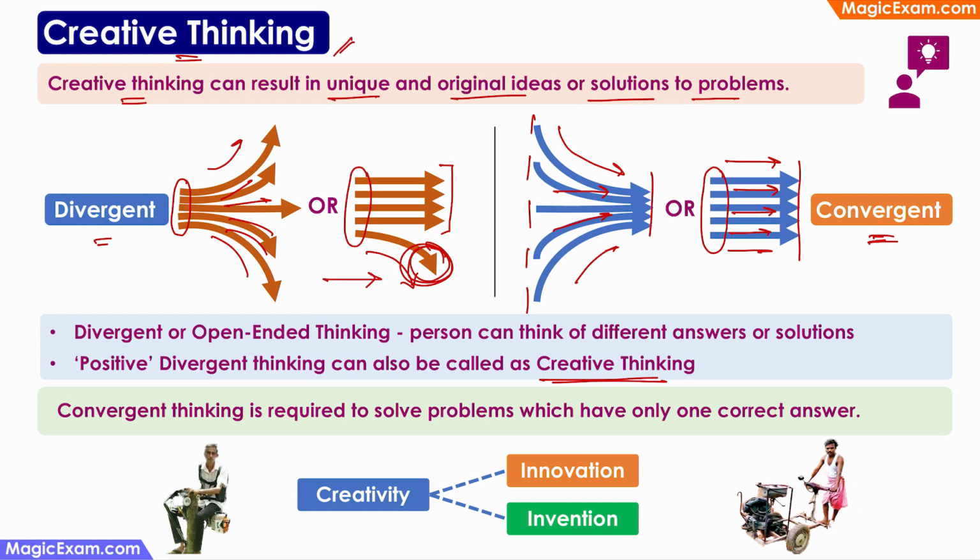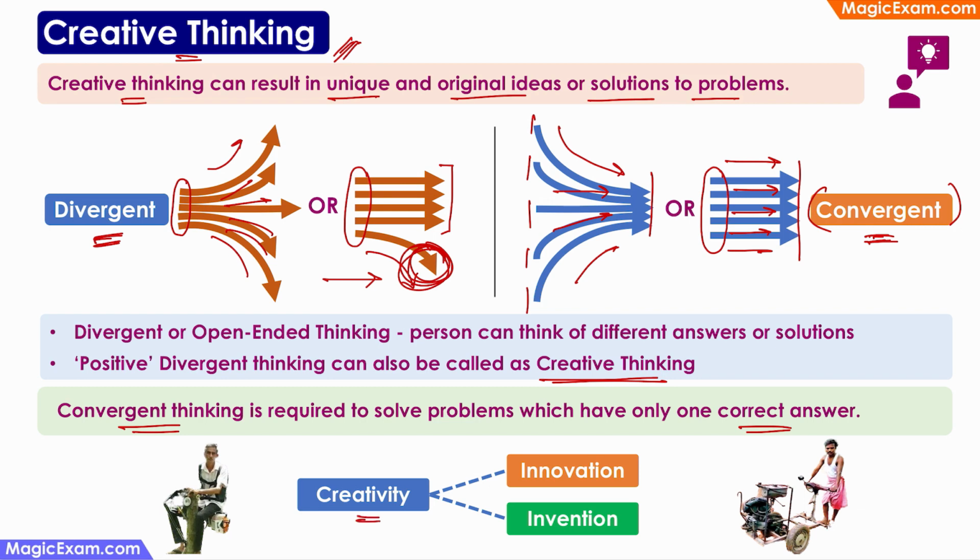It doesn't mean that convergent thinking is useless, because convergent thinking is also very, very important. If there is only one correct solution to a problem, one correct answer, and all students are expected to use the same correct process and arrive at the same correct answer, then convergent thinking is very important there. Right? Because divergent thinking does not work in all situations. Therefore, both convergent thinking and divergent thinking are very, very important. Divergent thinking, when it is useful and productive, can be called creative thinking.